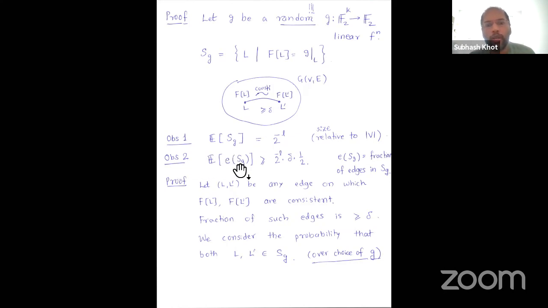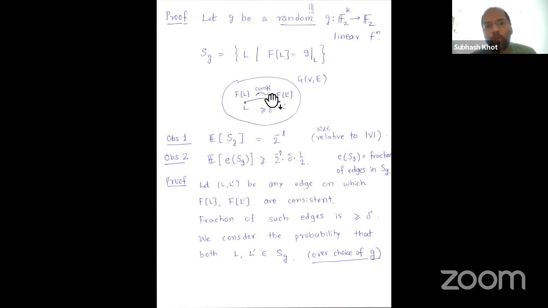Now we will also show that, relatively speaking, this set S sub G actually has lots of edges inside. To be precise, the expected fraction of the edges inside this set is 2 to the minus L times delta over 2. Delta is the probability of acceptance of this linearity test. And here is the easy proof.